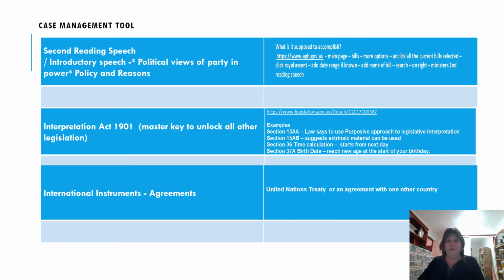Interpretation Act 1901 is the master key to unlock all other legislation. You can use the website legislation.gov.au, and I have added some examples for this. International instrument agreements, United Nations treaty or an agreement with any other country. It's a good idea to check if any of these agreements apply to your case.